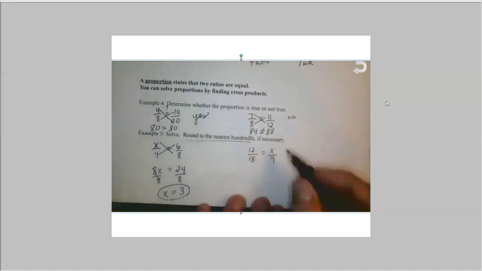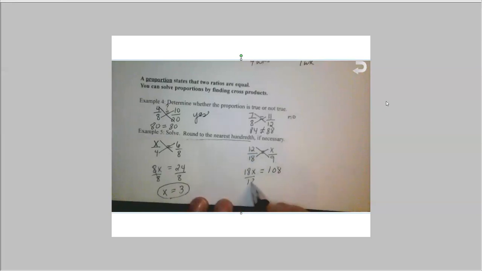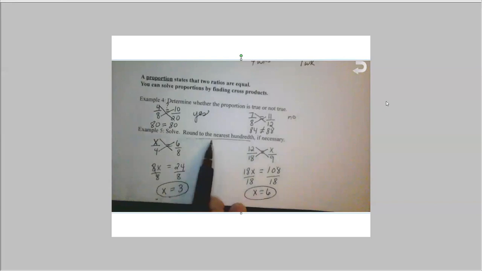Let's do one more of those. So to solve a proportion, we can find cross products. 8 times x must equal 9 times 12. That's 108. And I'll divide by the number in front of the variable. So 108 divided by 18, this equaled 6. These 2 didn't even require rounding, but you may have to round on the test, so be careful that you pay attention to those things.